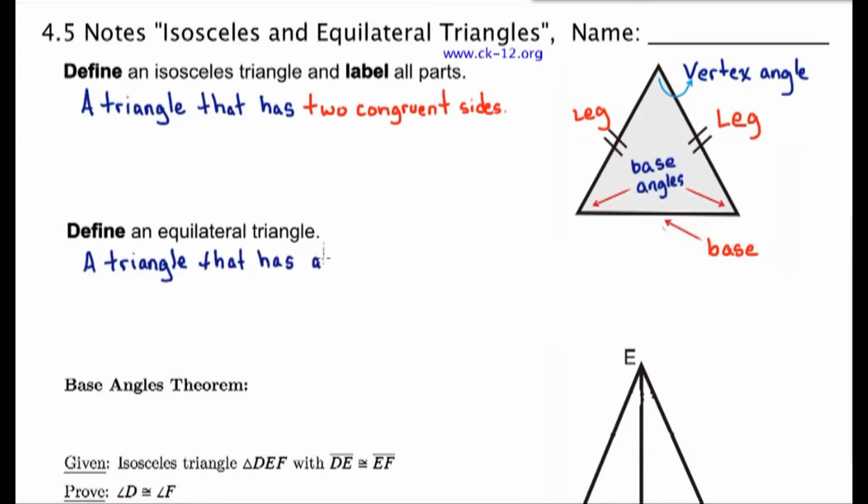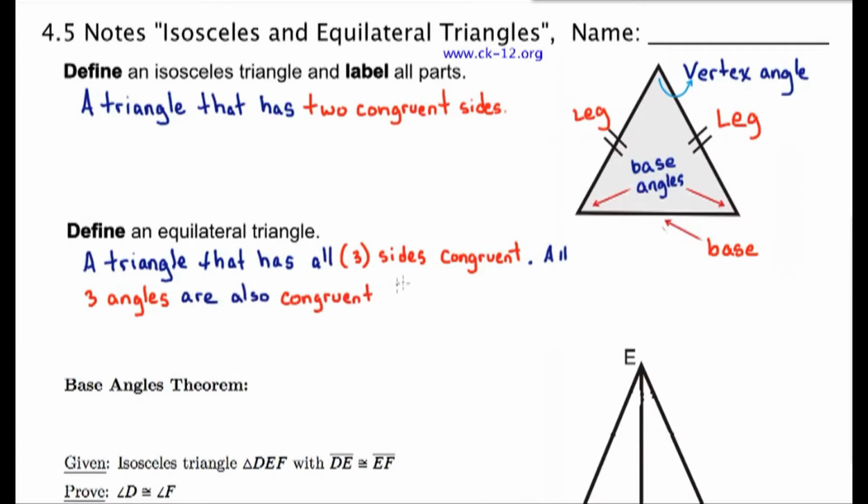Define an equilateral triangle. Well, an equilateral triangle is a triangle that has all three sides congruent and all three angles are also congruent, which will be exactly 60 degrees for each angle.